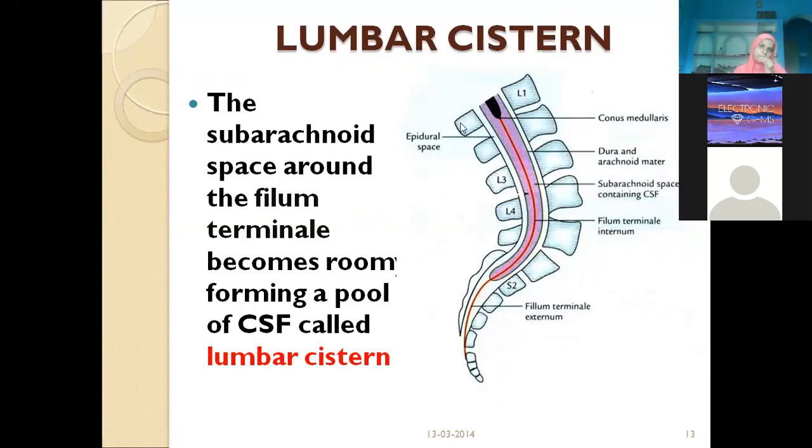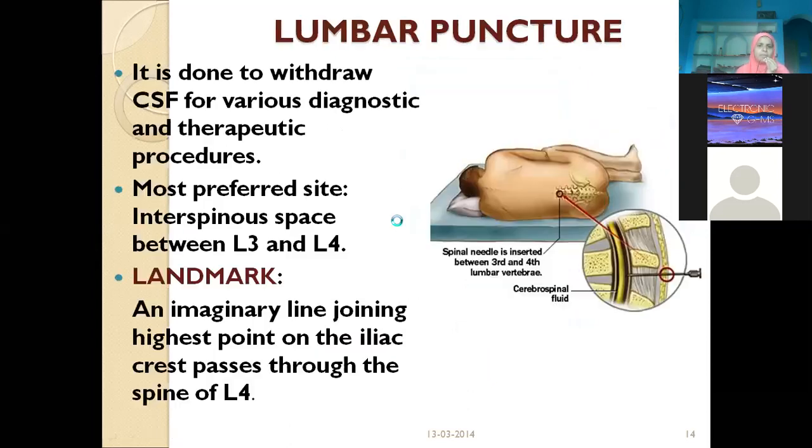Similarly, we have one more space which is situated in the lumbar region. You call it the lumbar cistern. The subarachnoid space around the filum terminale is somewhat roomy and collects more amount of CSF. That's the reason you call it the lumbar cistern. So this is the procedure of lumbar puncture we generally do. The most preferred site is the interspinous space between L3 and L4.